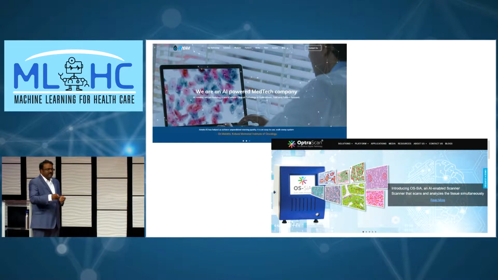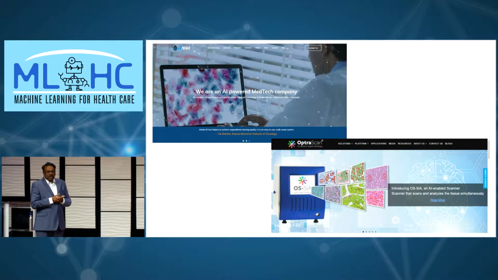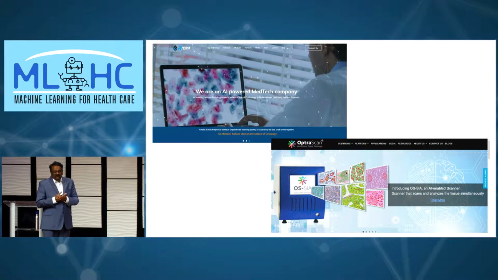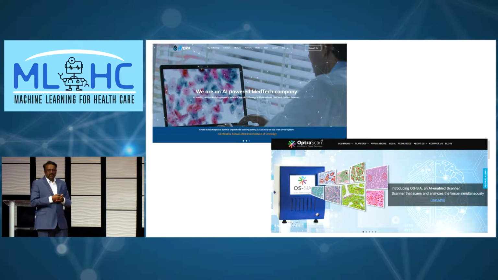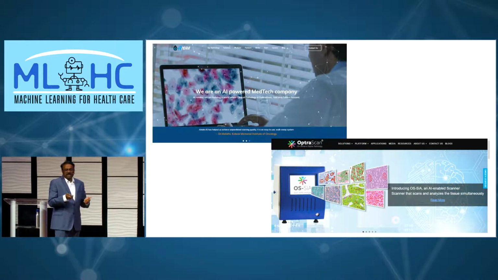The point about these is that we tend to think that low and middle-income countries is not where AI or data analytics or machine learning is helpful. On the contrary, it's heavily there. There are a lot of companies out there in India and China focusing on machine learning or deep learning or AI-powered medical technology.